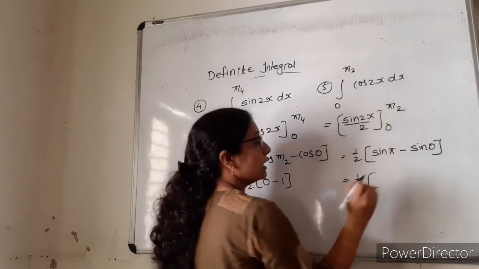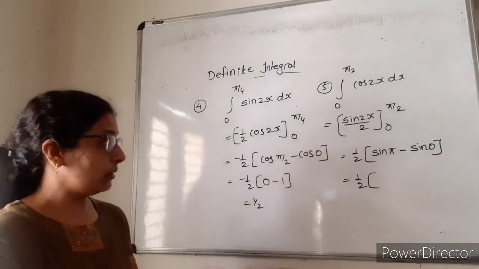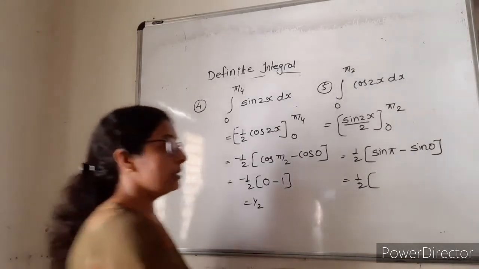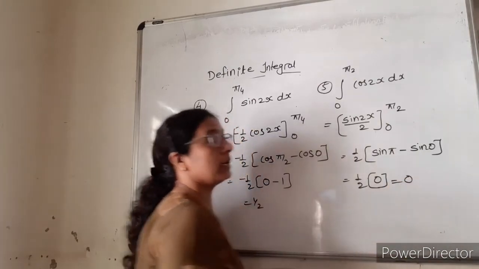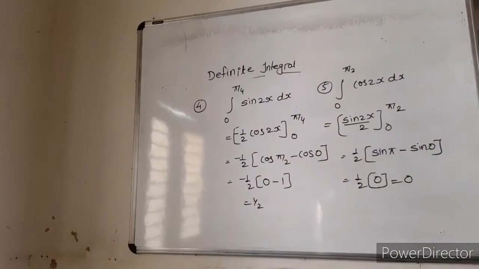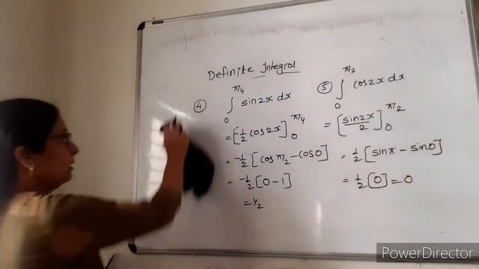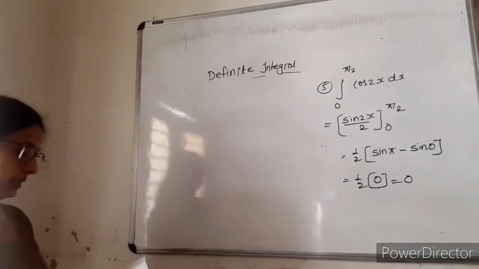So 1 by 2, what is the value of sin pi? 0. Yes or no? Yes, that is 0. Here also 0, so the answer will become 0. Understood? Yes. So this is question number 5. Now we'll go ahead with question number 6.